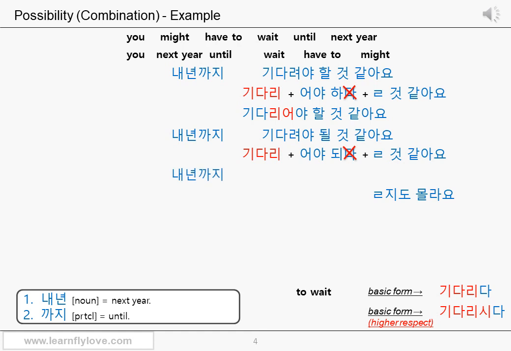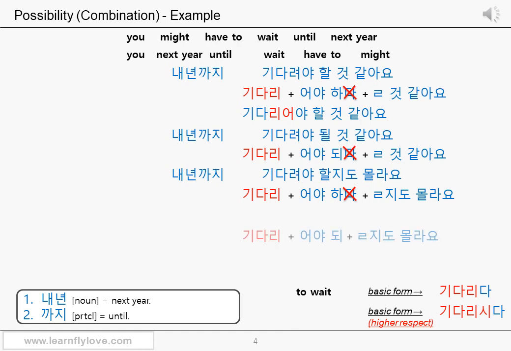내년까지 is the same. The stem 기다리 plus 어야 하 plus final 르 consonant and 지도 몰라요. 기다리어야 할지도 몰라요. But 리 and 어 sound should be combined together this time too. So 기다려야 할지도 몰라요 is correct. 내년까지 기다려야 할지도 몰라요. You might have to wait until next year, but not so sure.